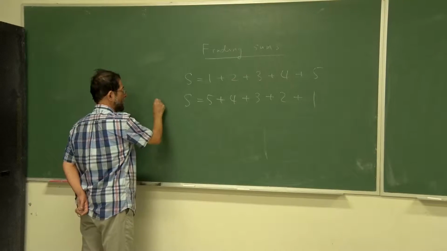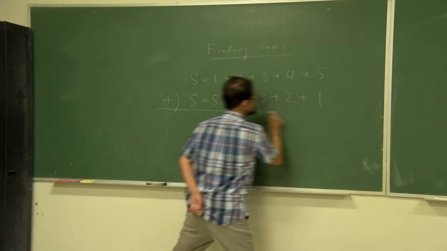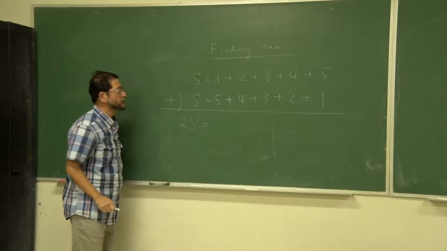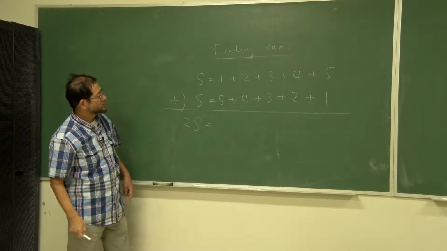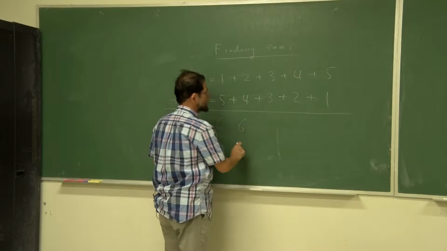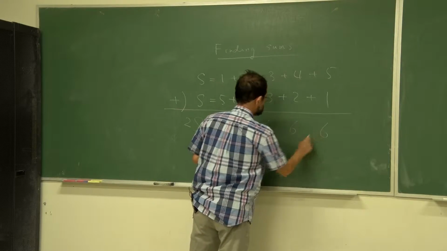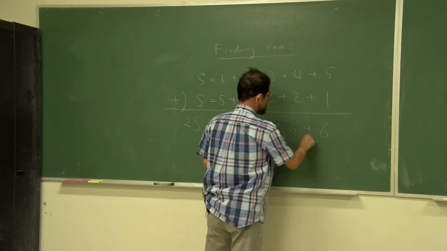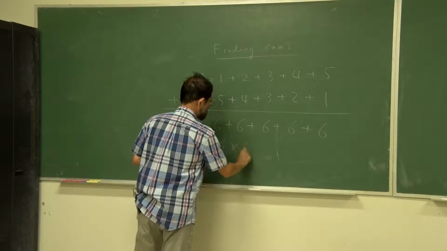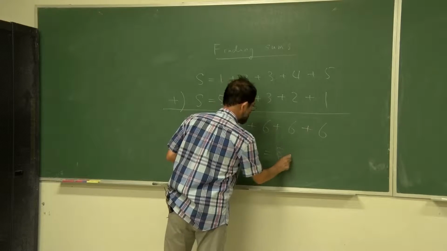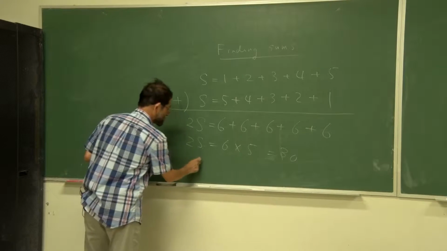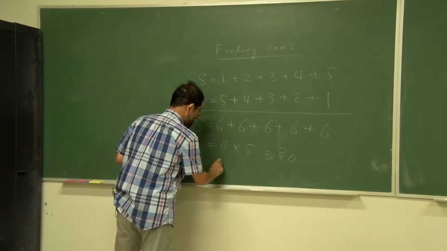Then I add these two term by term. So S plus S is of course just 2S. Now for each term, you get 1 plus 5 is 6, and here also 6, 6, 6, and 6. So you just have 5 sixes here. So of course this is 6 times 5, which is 30. So you get 2 times S is equal to 30. Then of course you can get S by dividing by 2.